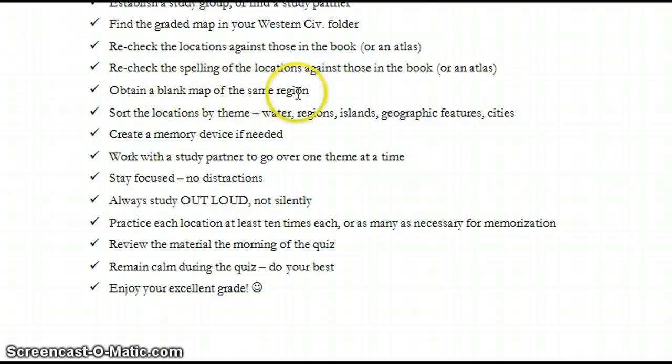Next, you may wish to obtain a blank map of the same region. You can get this online, or you can ask me for an extra copy of these maps. These will be the means by which you study, and I would use pencil on the blank map so you can erase them and go back. You may put dots or numbers, if you wish, on the blank maps to help you memorize the locations.